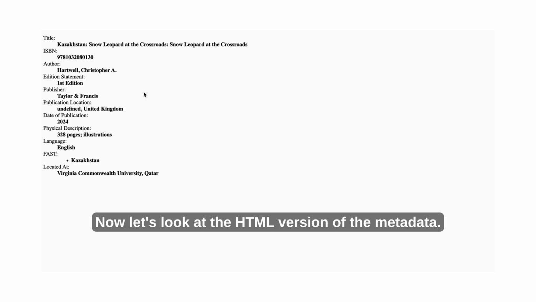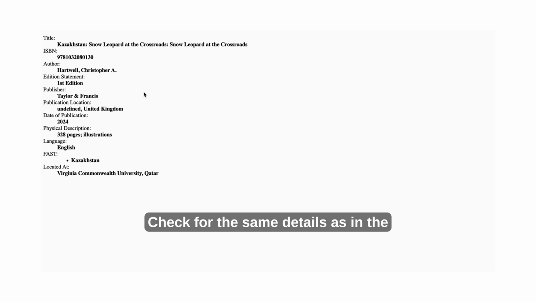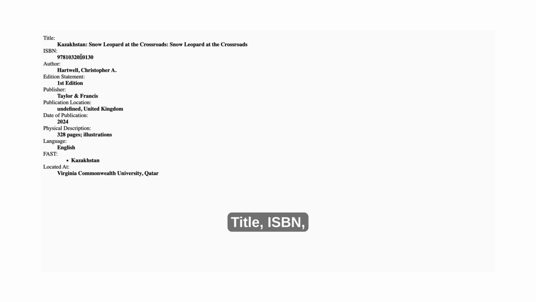Now let's look at the HTML version of the metadata. Check for the same details as in the MARC file. Title, ISBN, creator, subject and identifier. HTML file can serve as a reference when building a public-facing website or a digital repository.